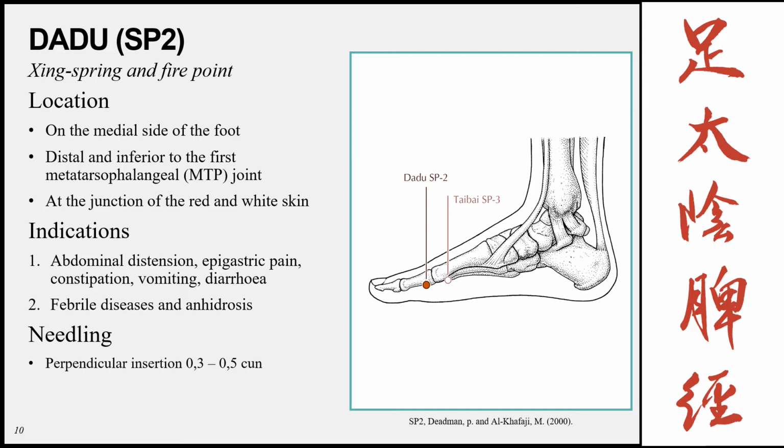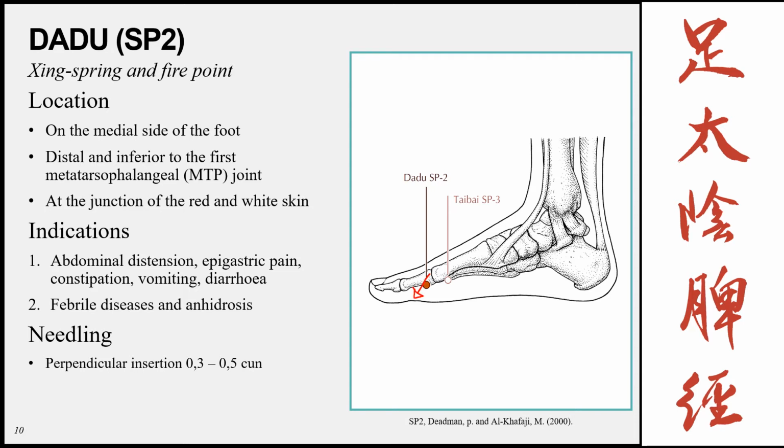So this image here shows the medial view of the foot. So we first have to locate the first metatarsophalangeal joint. So here's the metatarsal, this bone here. These are the 2 phalanges. So the junction between the two is this region here. And then it says that we must be distal and inferior to this joint. So that means we have to go in this direction.